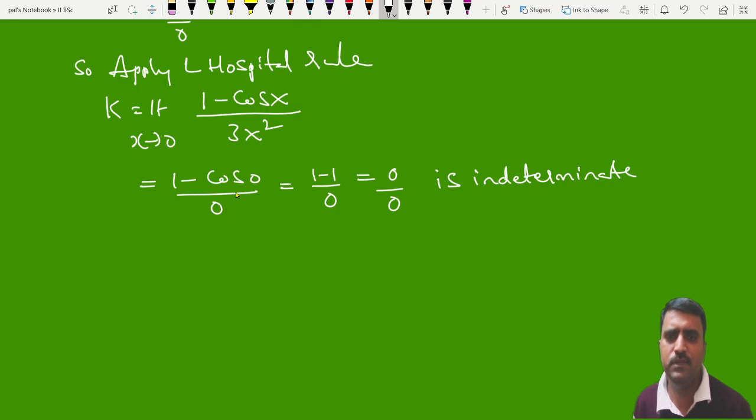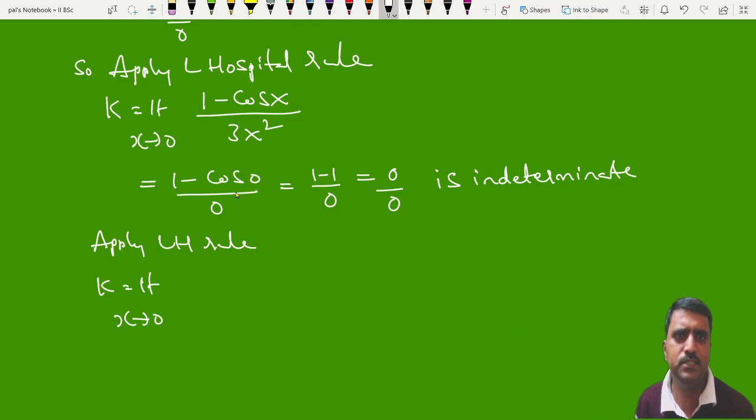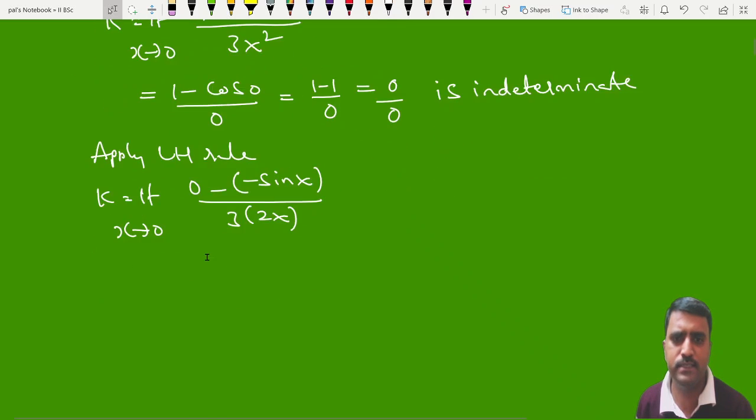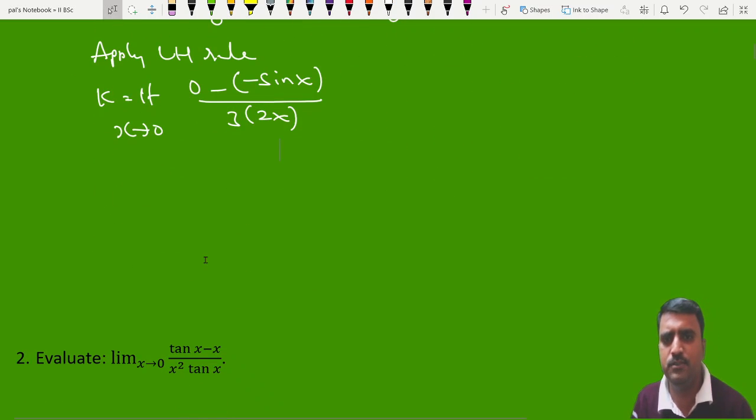If it takes indeterminate form, again apply the L'Hospital rule. Then k is equal to limit x tends to 0. Again we have to differentiate. Differentiation of 1 is 0, minus differentiation of cos x, which is minus sin x. This is divided by 3 into differentiation of x square, which is 2x.